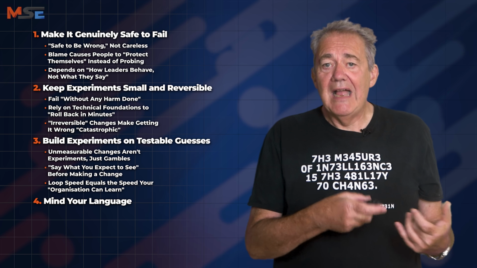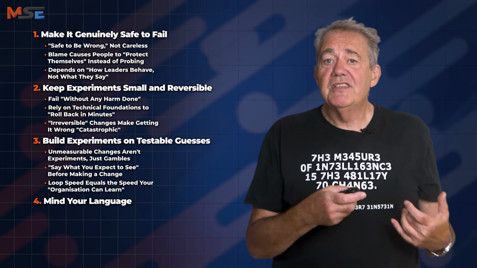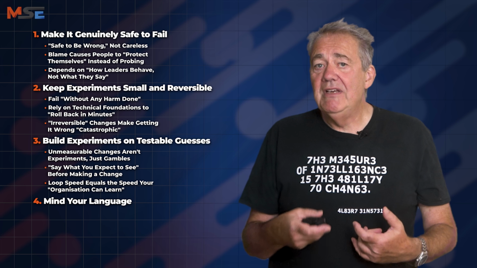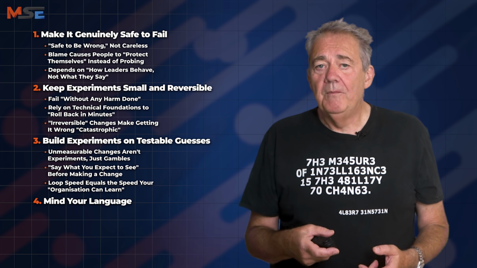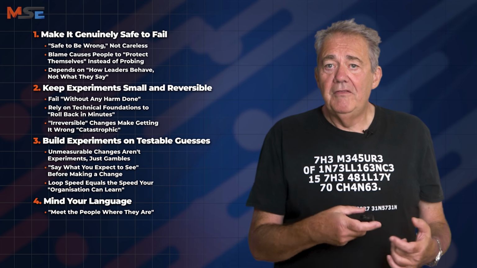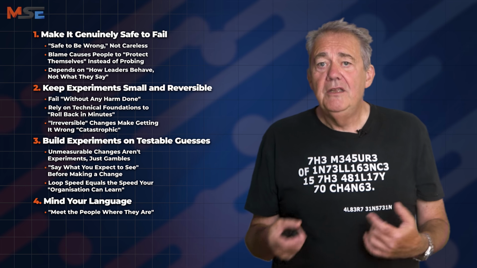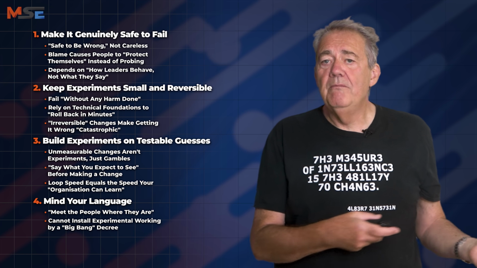Continuous improvement and a series of experiments are the same idea, but they land very differently with different groups of people. Meet the people where they are, rather than forcing them to come to where you are. You can't install experimental working by decree.